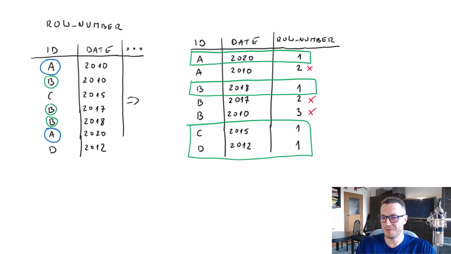This way, we will leave out all those duplicates. And this solution will work no matter how many duplicates we have. Whether we would have 2 rows for ID equal to A or 1000 rows, it doesn't really matter. It will work no matter what.